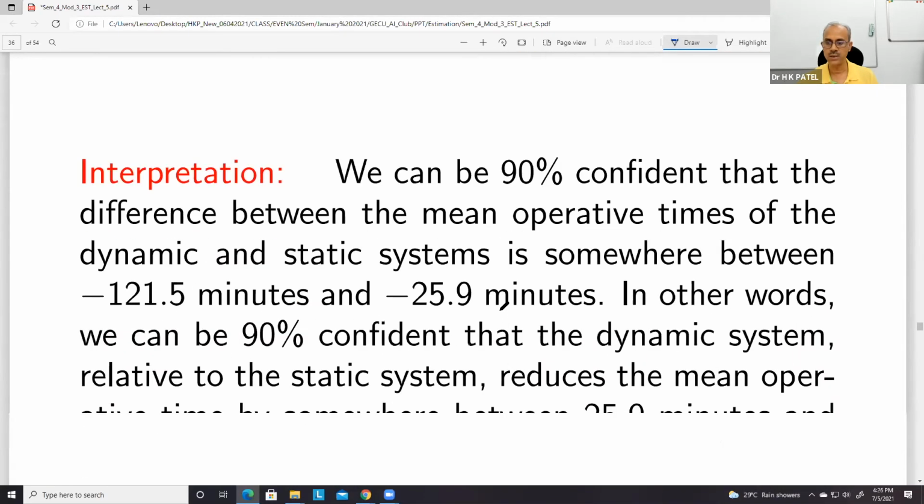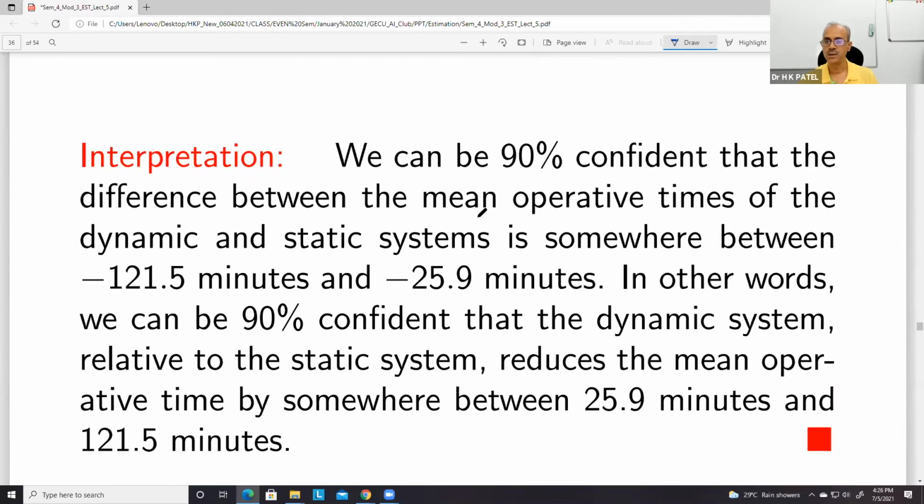So what is the interpretation? The dynamic system reduces the mean operating time by somewhere between 25.9 minutes and 121.5 minutes. This is in simple words.